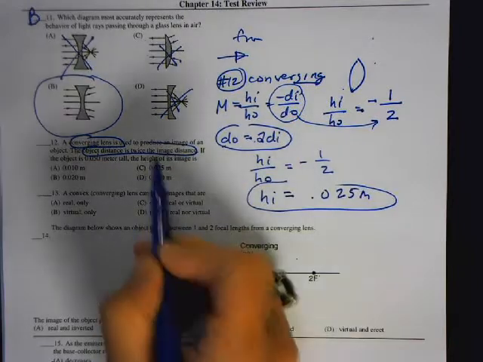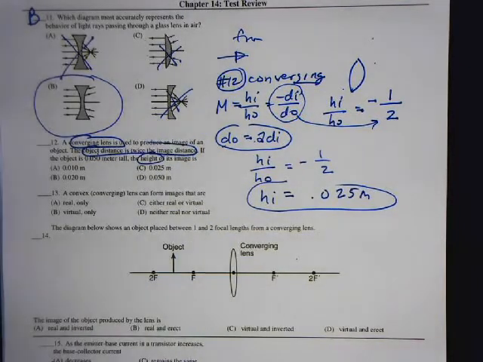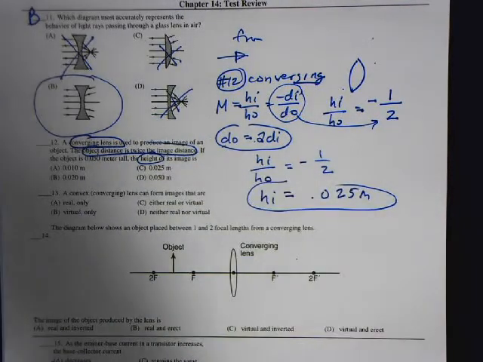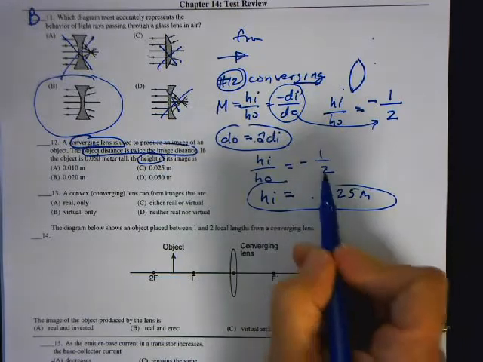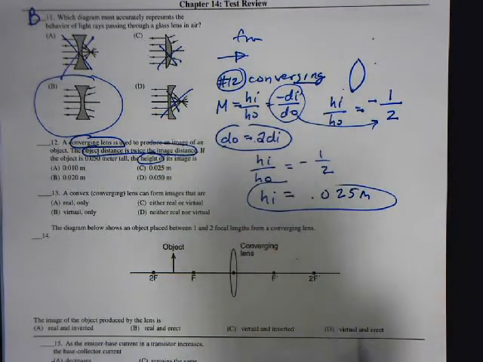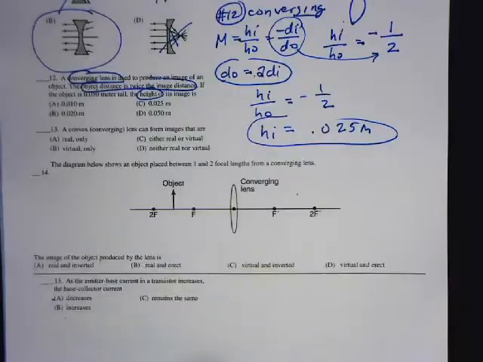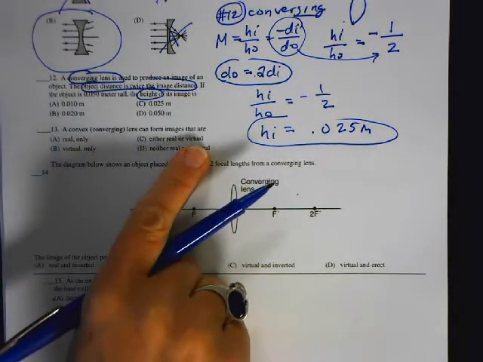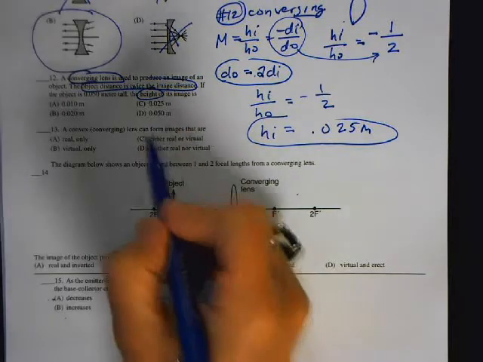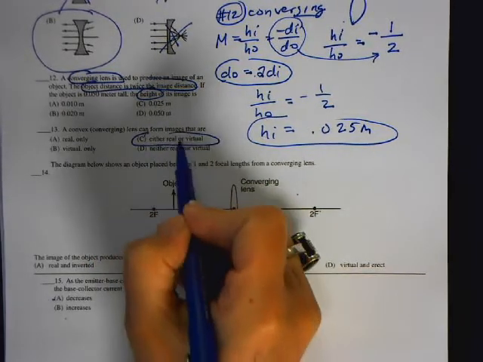And it doesn't ask you if it's inverted or not. They just want to know the magnitude of it. So I would say 2 times HI is equal to HO. All right, number 13. A convex converging lens can form images that are either real or virtual. This is the key there, or.